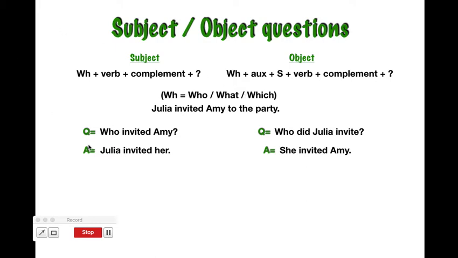Now, I follow the structure. Based on this information or these example sentences, let's suppose tengo esa información. Voy a buscar el sujeto. En esta oración ya sé que Julia es el sujeto, pero la pregunta, the subject question, is to look for the subject, okay? So I'm gonna say, who invited Amy? Okay, this is to look for the person who performed the action.